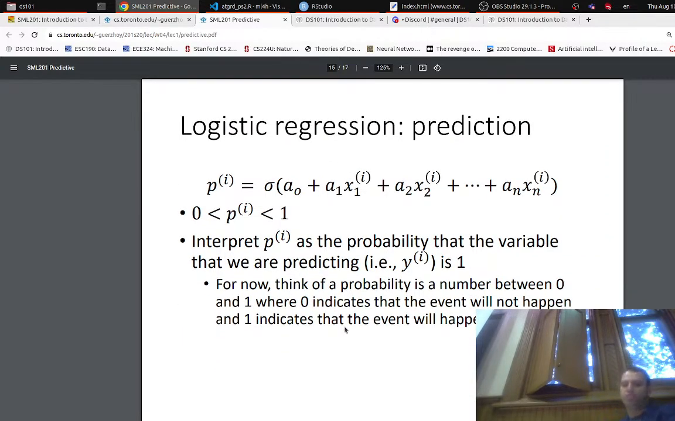So when predicting, once we've found the best possible A0, A1, A2, and so on, we want the probability to be as close as possible to 0 when the person didn't survive, and as close as possible to 1 when the person did survive.